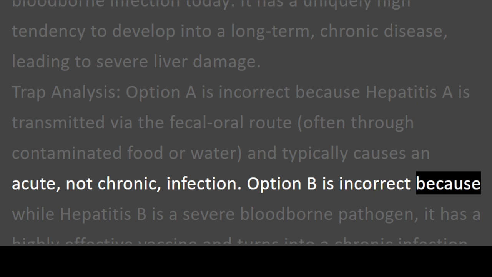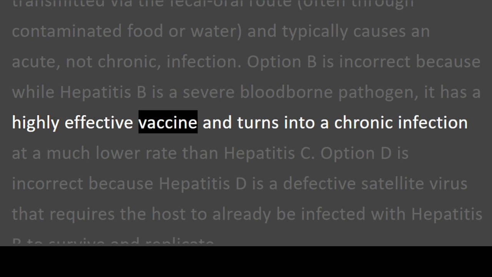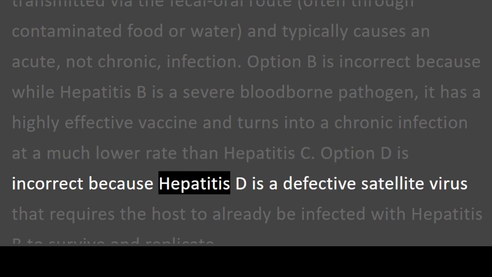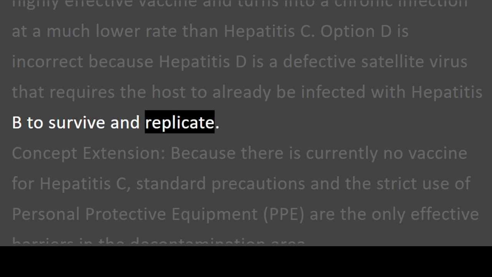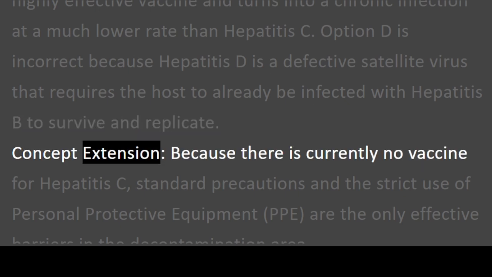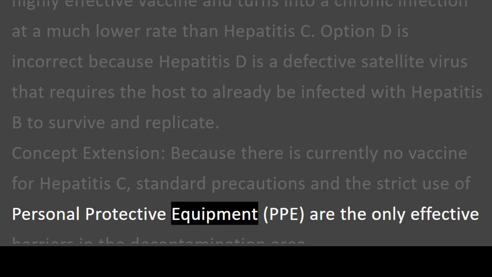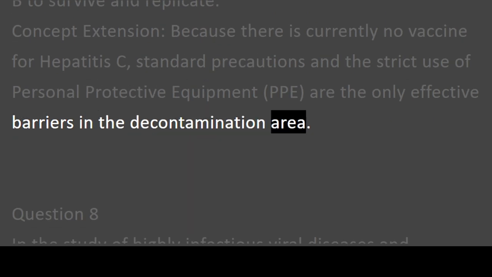Option B is incorrect because while hepatitis B is a severe blood-borne pathogen, it has a highly effective vaccine and turns into a chronic infection at a much lower rate than hepatitis C. Option D is incorrect because hepatitis D is a defective satellite virus that requires the host to already be infected with hepatitis B to survive and replicate. Concept extension: because there is currently no vaccine for hepatitis C, standard precautions and the strict use of personal protective equipment, PPE, are the only effective barriers in the decontamination area.